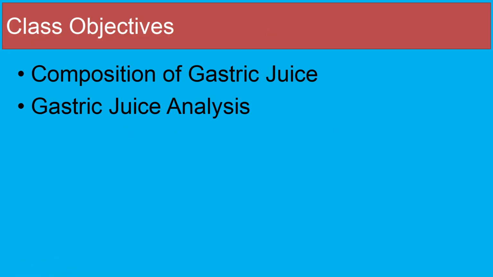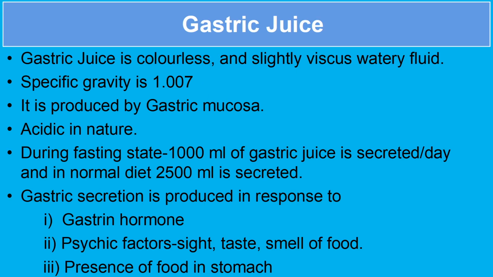In this video, I'll be discussing the composition of gastric juice and gastric juice analysis. Gastric juice is a colorless viscous liquid with a specific gravity of about 1.007. It is produced by the gastric mucosal cells and it is acidic in nature.